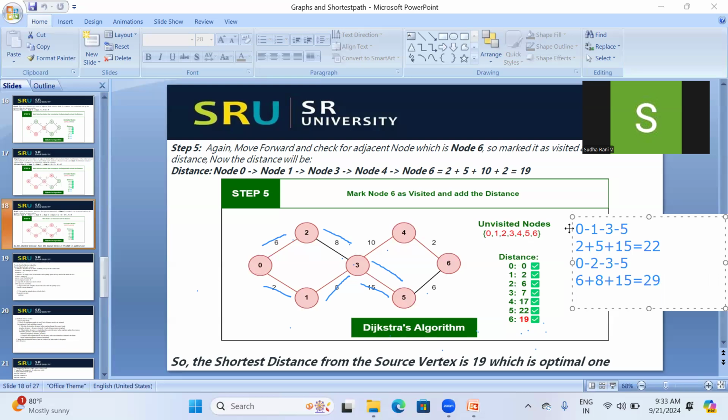Here we got two values, 22, which is less than 29. So we consider whichever is the lesser value, and the lesser value here is 22. From which path did we get the value 22? From 0 to 1, 1 to 3, and 3 to 5. This is path number 1. Okay, so now we completed the traversing of 0 to 5 with these values.